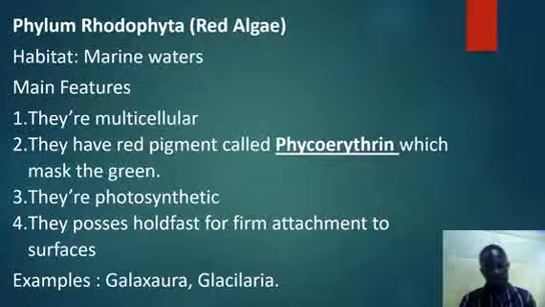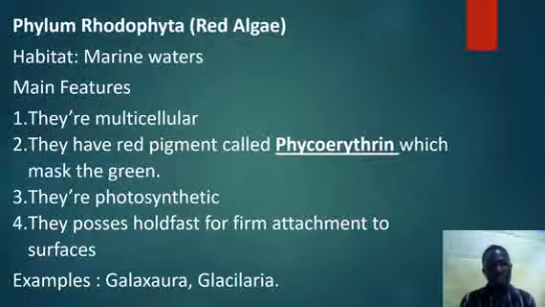Let us take the next phylum under this particular kingdom. Now the phylum Rhodophyta. Commonly we call them red algae. Organisms under this phylum include Plumaria, Gelidium, and of course Gracilaria. Now they are mostly marine organisms. They are found in aquatic habitat, especially in marine waters.